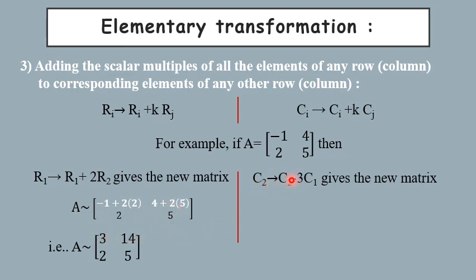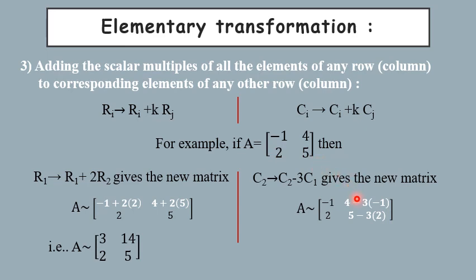Now we apply this transformation: C2 changes to C2 minus 3C1 on A. That means we multiply the first column by 3 and then subtract it from C2. So matrix A changes to this: the first column, minus 1 2, is as it is, and now we multiply this minus 1 by 3 and subtract from 4. We multiply this 2 by 3 and subtract from 5.